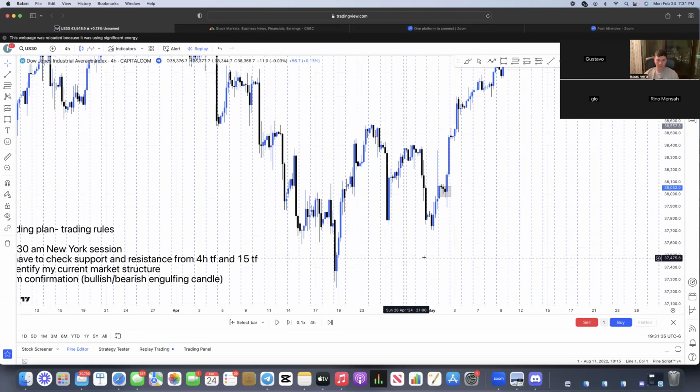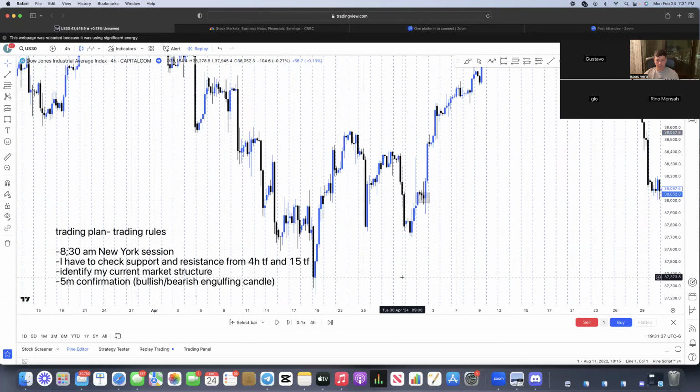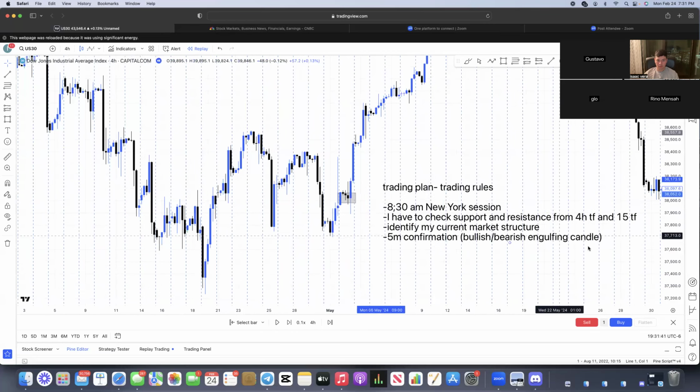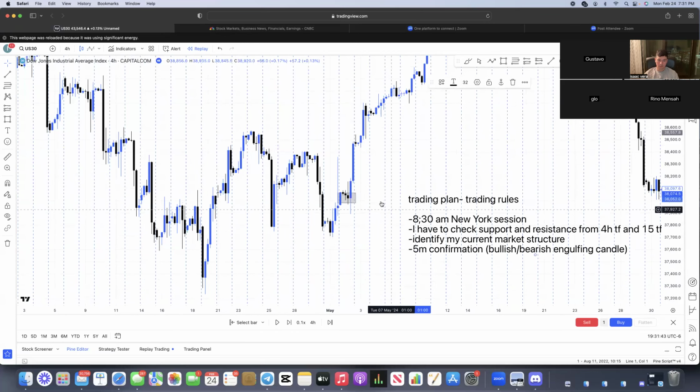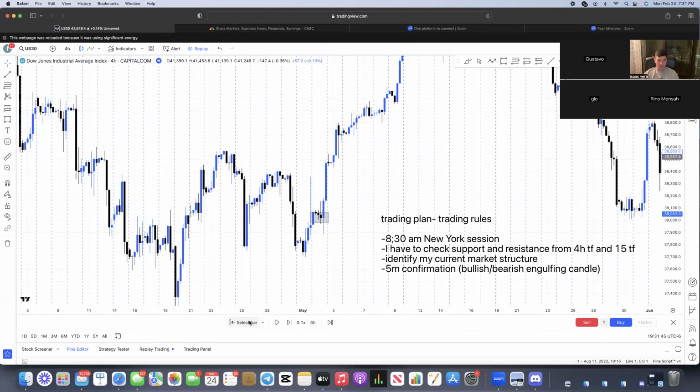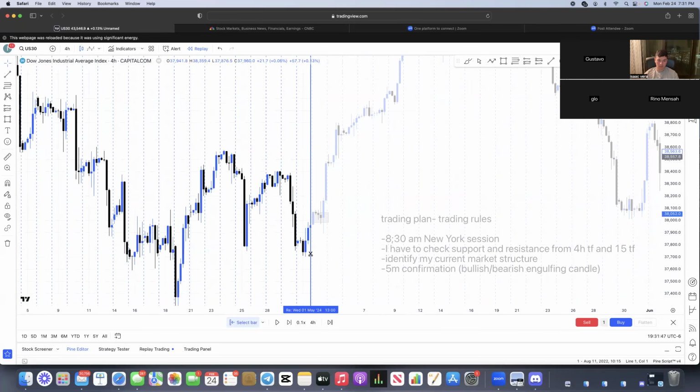And I'm gonna give you guys an example real quick. So let's say that we are right here where I drew the little square right here. So I'm gonna go here, I'm gonna select bar.